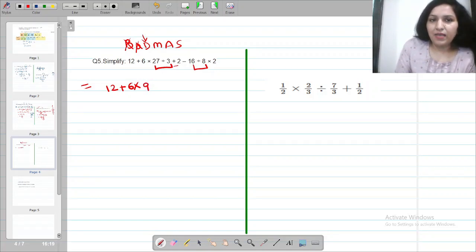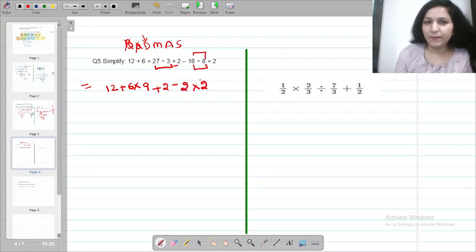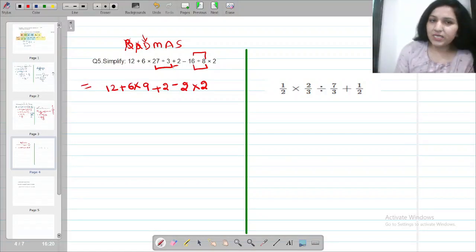After that, I'm having plus 2. Write it here. Then I'm having minus, stop. I will not write 16. Why? Because 16 and 8 are clubbed together. They have to be divided. 16 divided by 8 is how much? That is 2. And then multiplied by 2. I hope this much is fine. Now division is done. We do not have to worry about it.